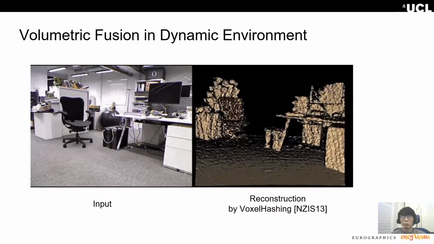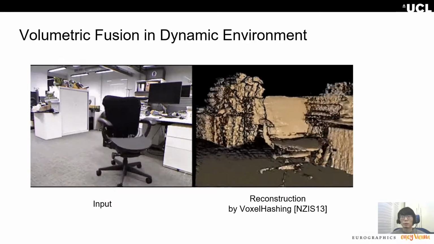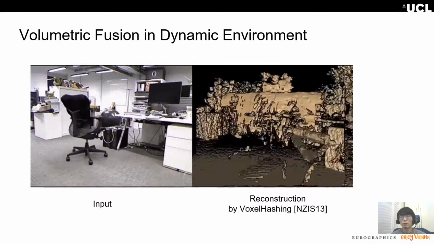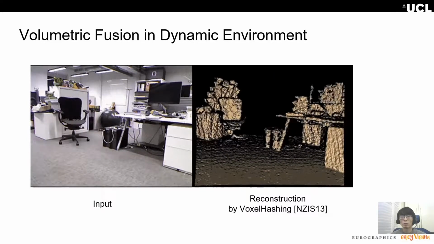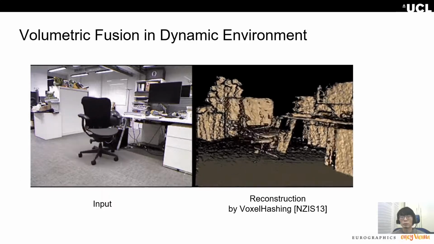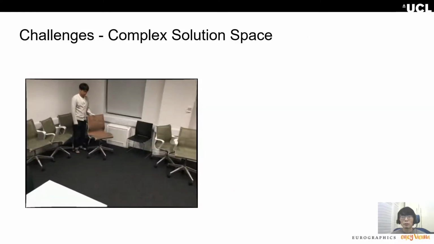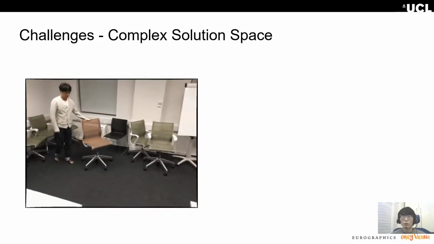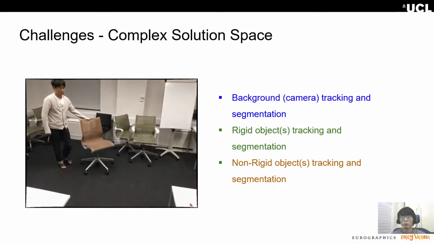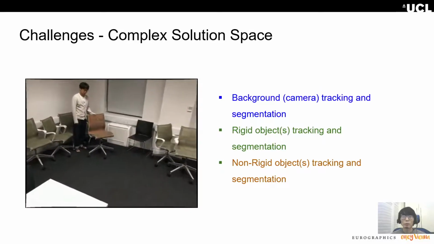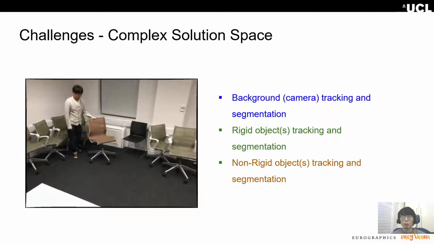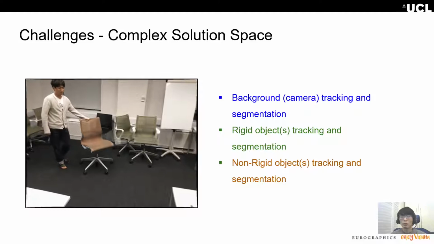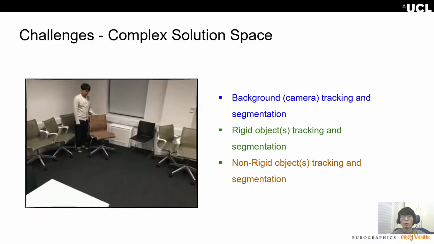And if we directly apply the standard method in a dynamic scene, the reconstruction will fail, because the static environment assumption no longer holds, as shown in the demonstration here. This inverse problem has a complex solution space. One is required to solve background segmentation and use the segmentation to estimate camera motion. To reconstruct any foreground object, one is required to detect and segment rigid objects and non-rigid objects.